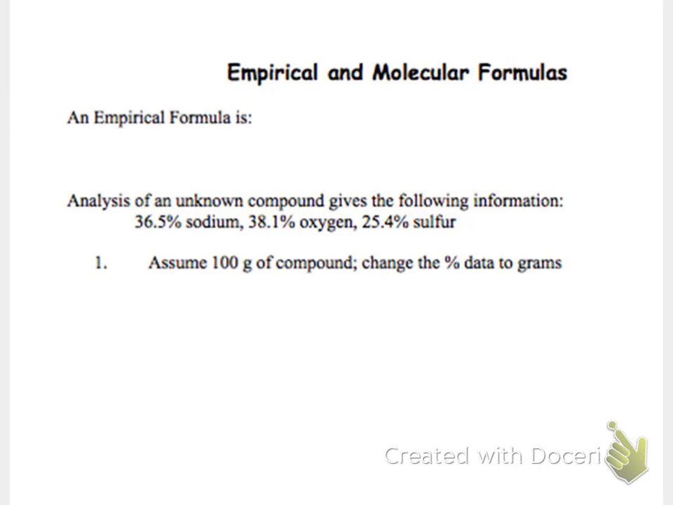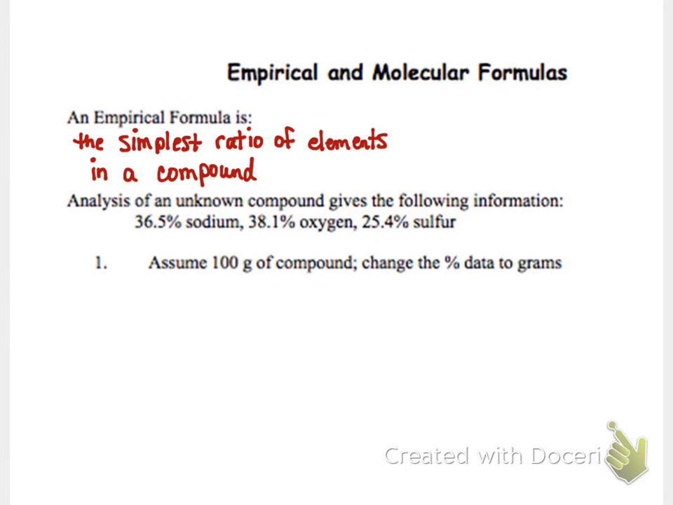So just for recall, an empirical formula is the simplest ratio of elements in a compound. It cannot be simplified any further. So we are going to analyze the compound and figure out the formula. Given the following information, it has 36.5% sodium, 38.1% oxygen, and 25.4% sulfur. Notice that everything adds up to 100, which it should.